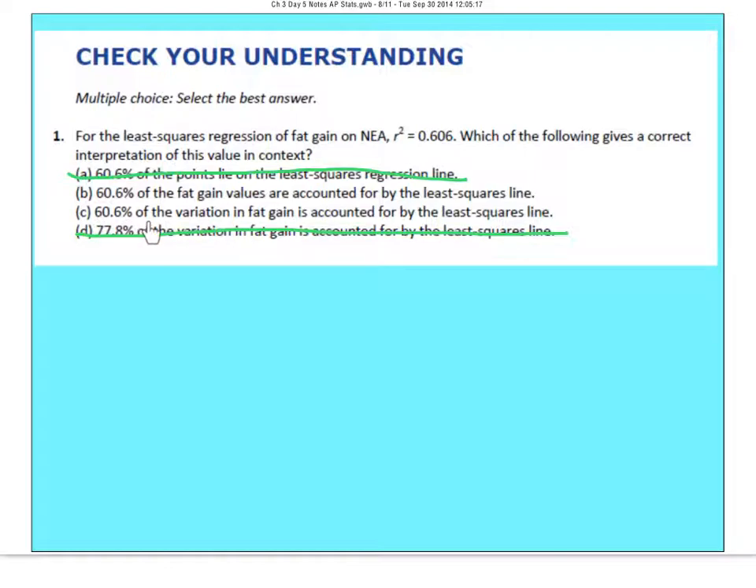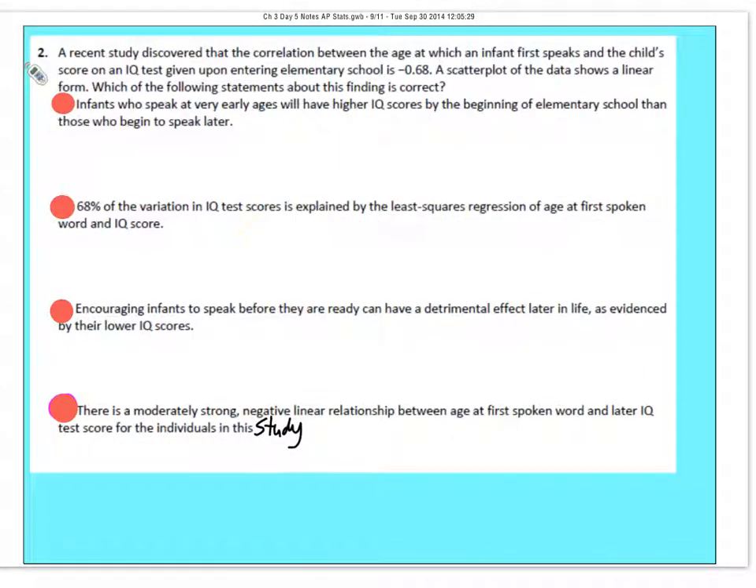Is it 60.6% of the variation in fat is accounted for by the least squares regression line? Or is it B, that 60% of the fat gain values are accounted for by the least squares regression line? Is it the variation in the fat gain, or is it actually how the fat gain values are computed? It is very specific. Whenever you see R squared or coefficient of determination, it is always about the variation in the Y value. So it is clearly in this case not going to be B, and the correct answer here is C.